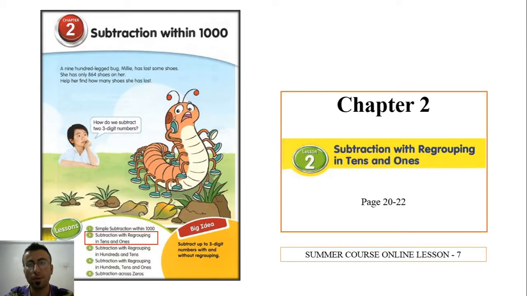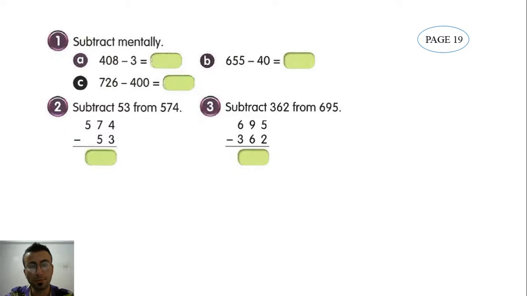Today we are going to have online lesson 7, subtraction with regrouping in tens and ones. Please get your books, get your notebooks, get ready, and we will start now. Page 19, let's answer the homework questions.